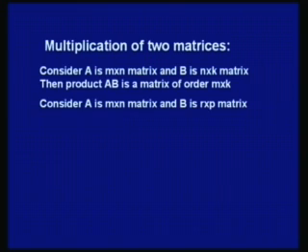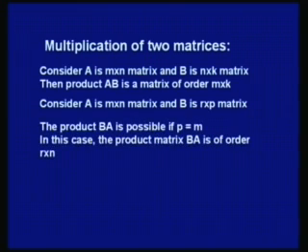And if this is the case, then product matrix AB is of order m by p. The product BA is possible if p is equal to m. In this case, the product matrix BA is of order r by n.